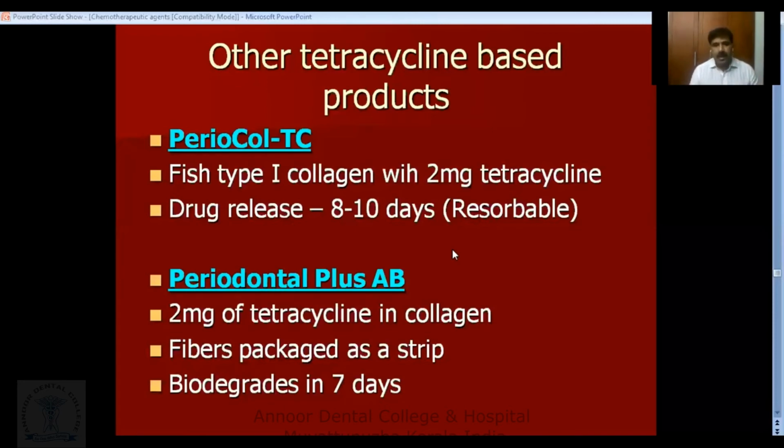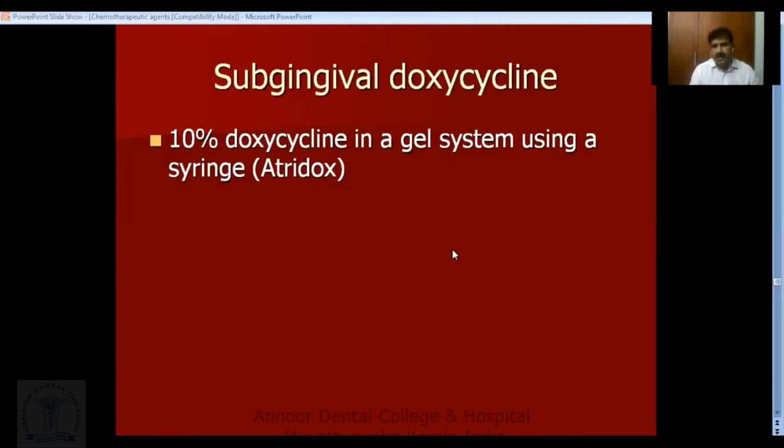Then another delivery system that is available in India is the Periodontal Plus AB. Again, you have this 2 milligrams tetracycline, the same concentration. Now, the advantage here is it is not a fiber, it is a strip. You can place it like a fiber, you have individual strips so that you place it all around the pocket. Again, this biodegrades, so you don't need a second appointment for removal, but you get very good concentration of this drug within the pocket.